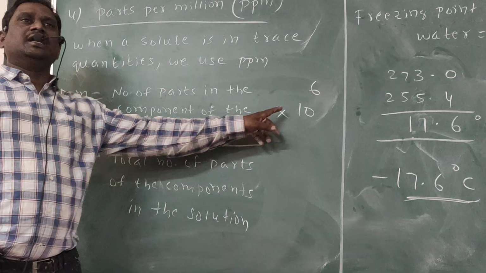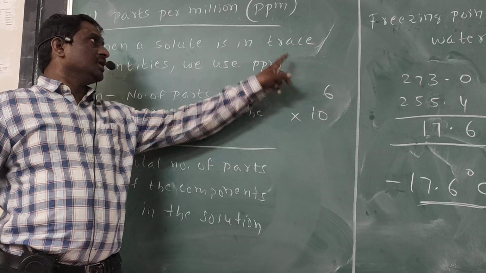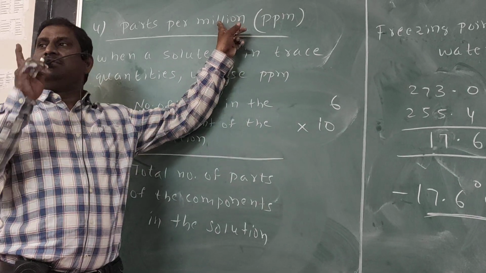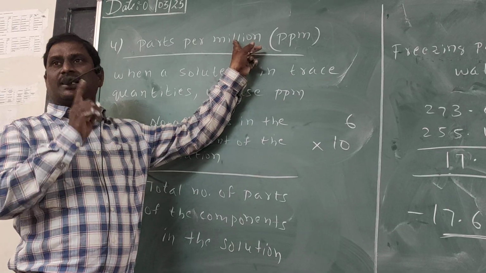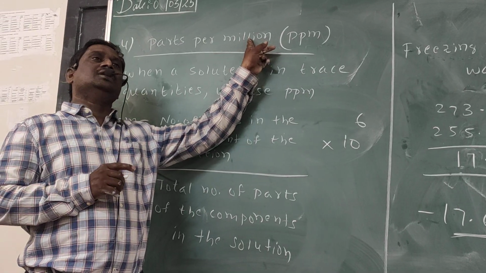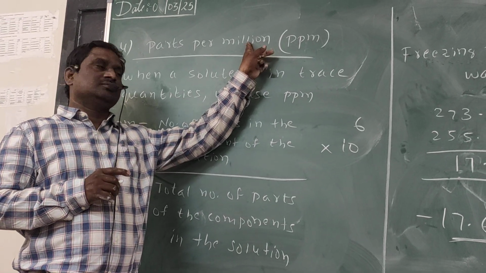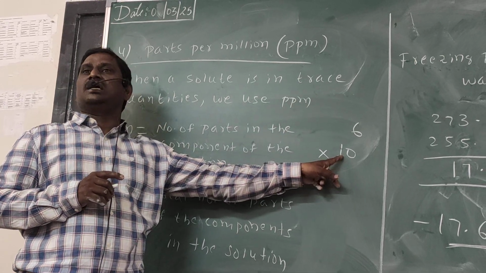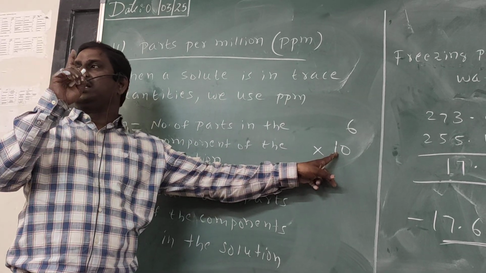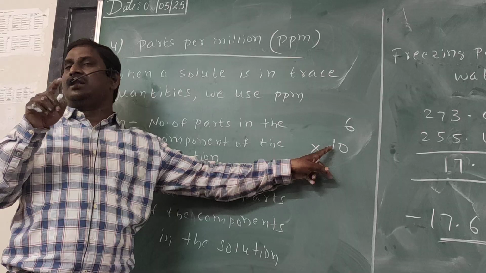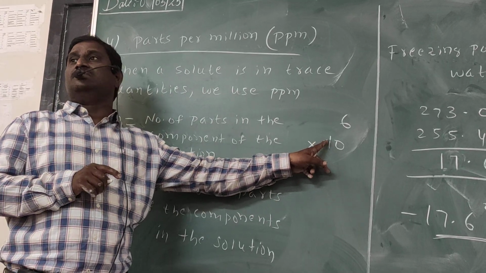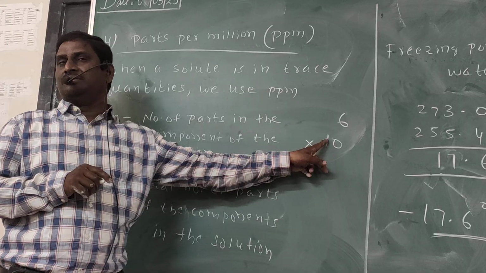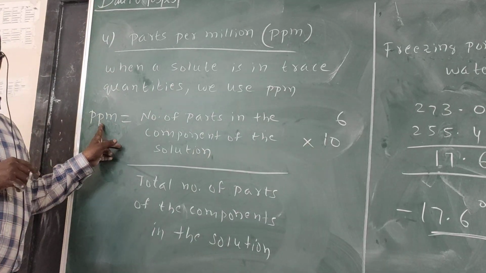Why are we taking 10 to the power of 6? Million. Million means how many? 1 million is equal to 10 lakhs, which means 6 zeros. That's why I have taken 10 to the power of 6. Up to now I have taken only into 100, but in parts per million, I take 10 to the power of 6, because that is million. So what is the formula for ppm?